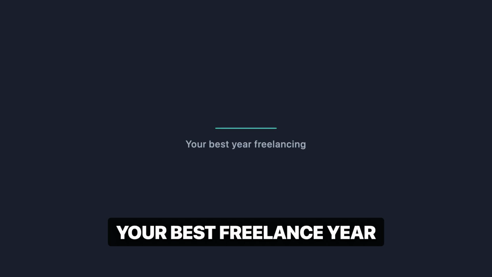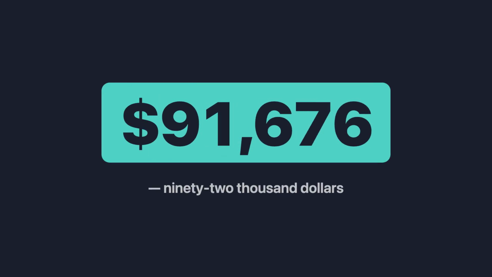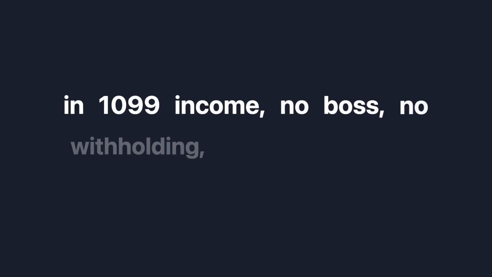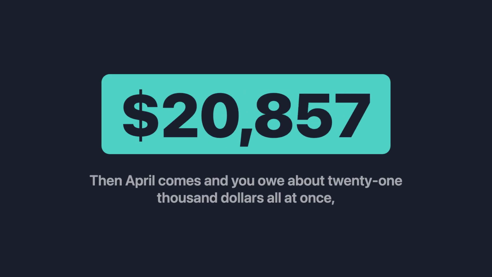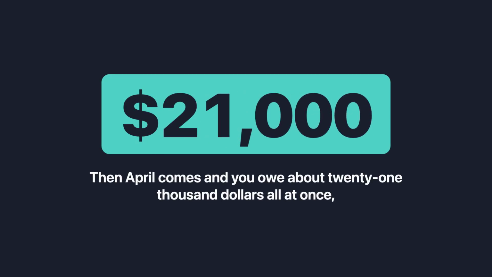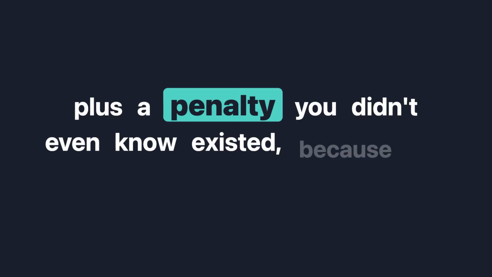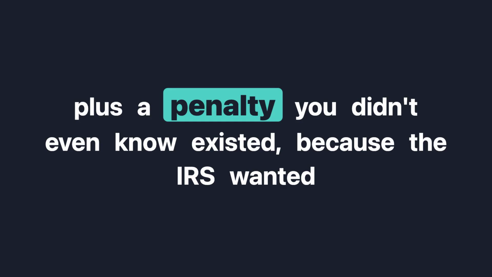You just finished your best year freelancing. $92,000 in 1099 income, no boss, no withholding, nobody taking a cut before it hits your checking account. Then April comes and you owe about $21,000 all at once, plus a penalty you didn't even know existed, because the IRS wanted that money in 4 pieces spread across the year and you sent it in one.